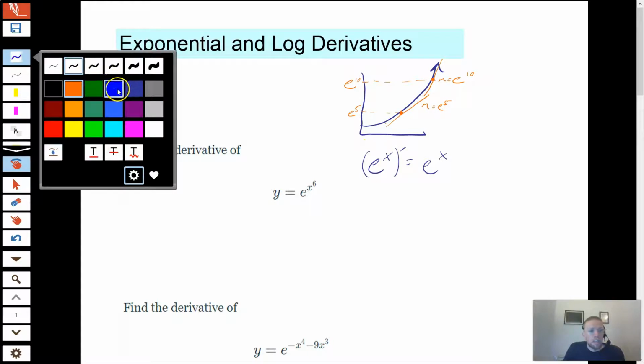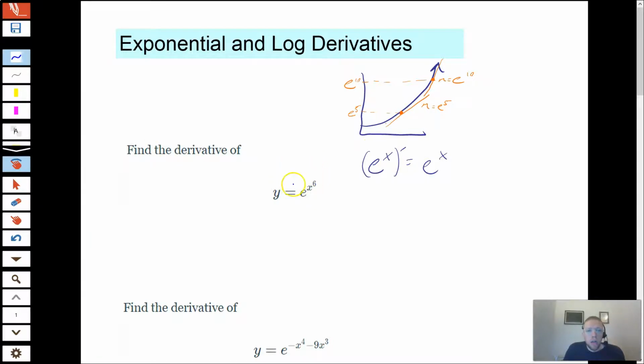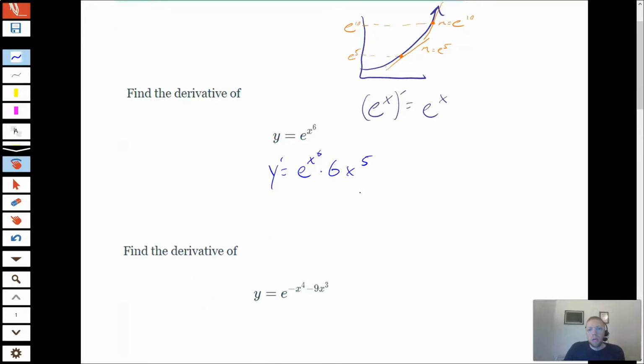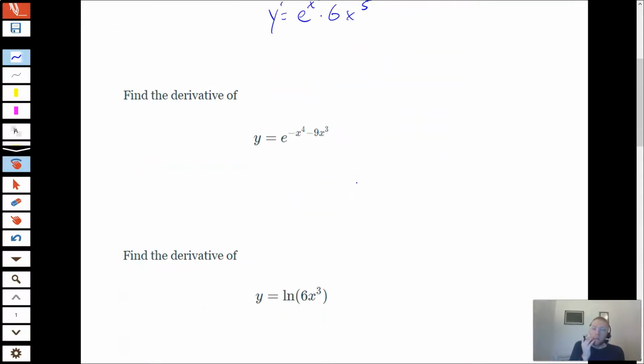Okay, so let's do a couple of examples using this derivative rule. Easy rule, we still have to use the chain rule though. The derivative of e to the x to the sixth is going to be e to the x to the sixth times the derivative of x to the sixth, so times 6x to the fifth. Okay, that's it, easy enough, right? Much easier than some of those trig ones we saw in the last lesson. We'll do another one, and then we'll talk about the natural logarithm.